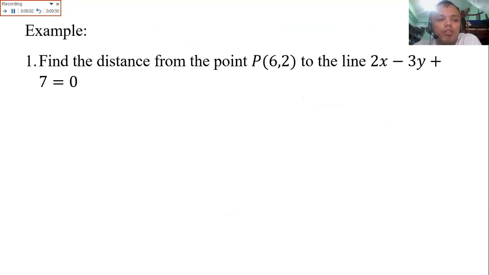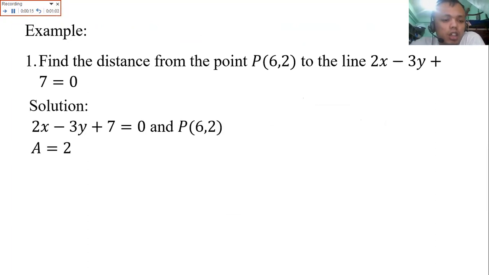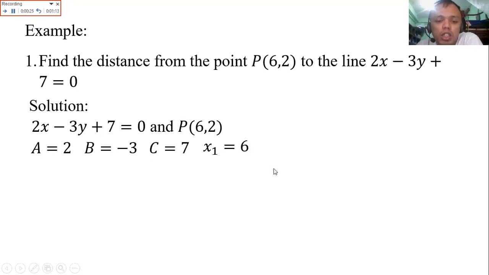Okay, example. Find the distance from the point P with the coordinates of 6 and 2 to the line 2x minus 3y plus 7 equal to 0. So, ano yung distance nila? So, find muna natin yung A, B, and C. Now, your A here is 2, your B is negative 3, your C is 7, your X of 1 is 6, your Y of 1 is 2.